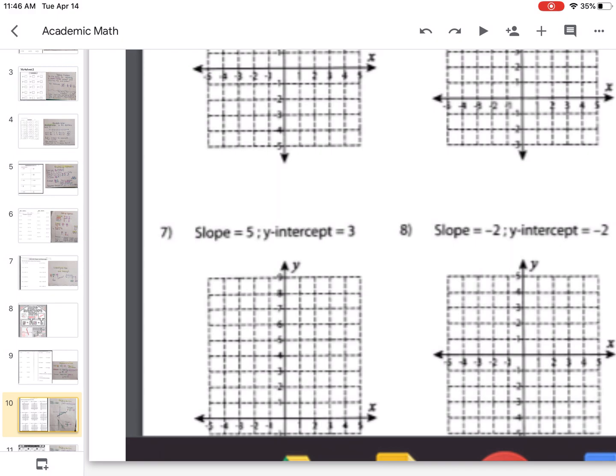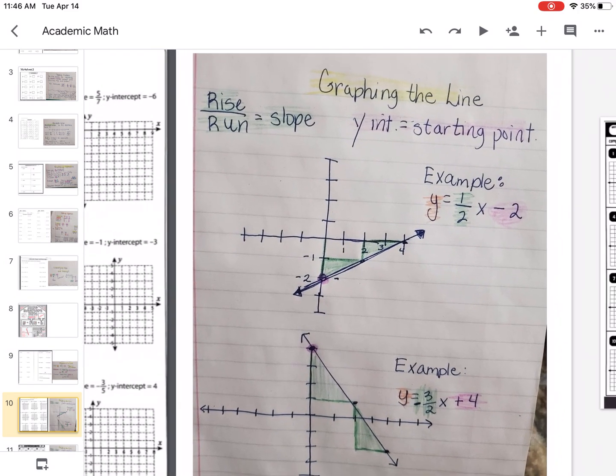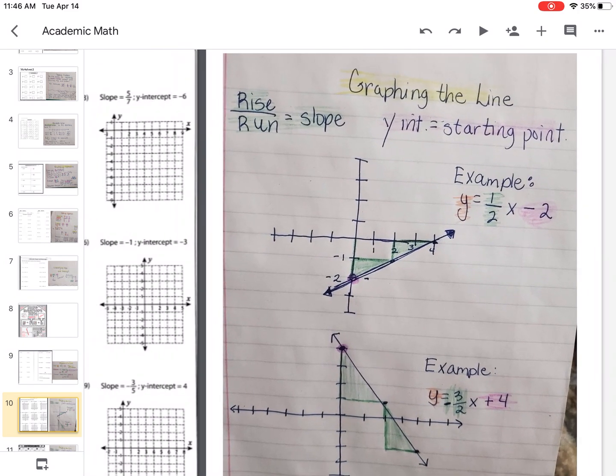Let's see over here. I didn't have any graphing paper, so I have to get some. But anyway, here's a rough example. Let's look at y equals 1/2 x minus 2. In this case, I put a dot on -2. You can see it's in pink. Then my slope was 1 over 2, so I went up 1 and I went over 2. I rise up 1 and I run over 2, and then I just connect my dots.